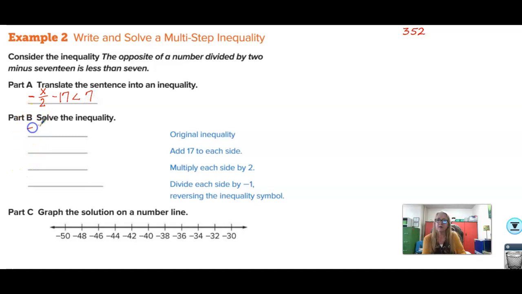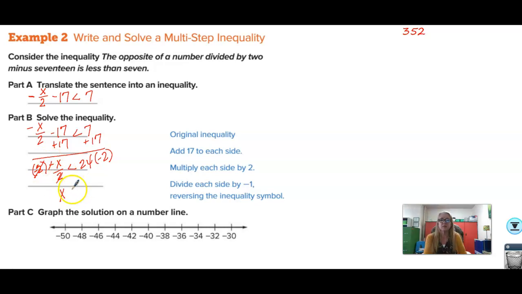Now we solve the inequality, so we have negative x over 2 minus 17 is less than 7. We would add 17 to both sides. That gives us negative x over 2 is less than 24. And then you would multiply both sides by negative 2. See, and they've got you doing it 2 steps. I'm just going to do it 1 step because that is going to cancel out that and that.